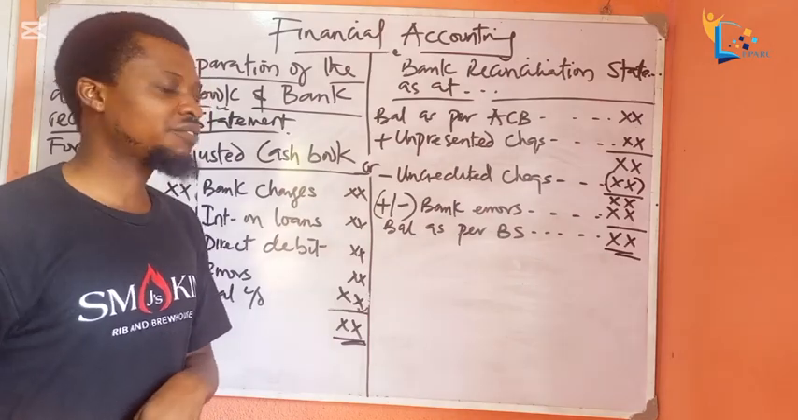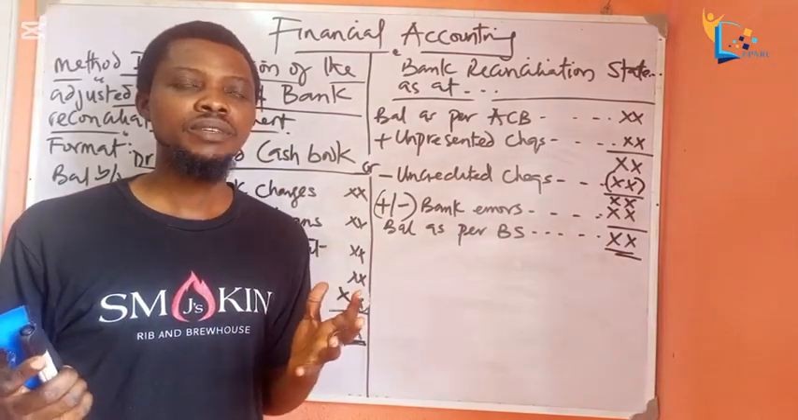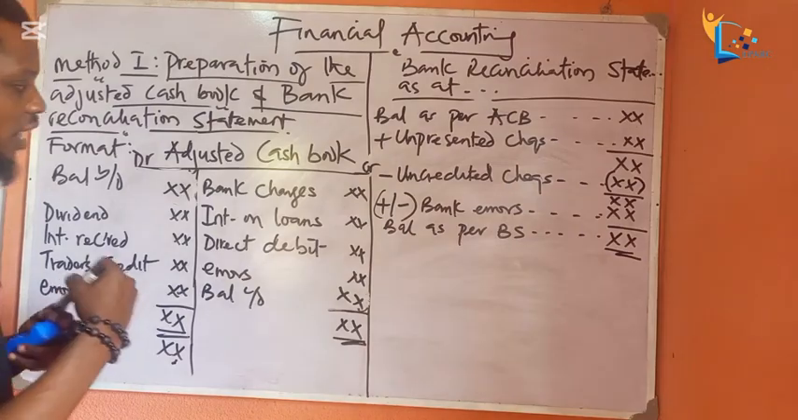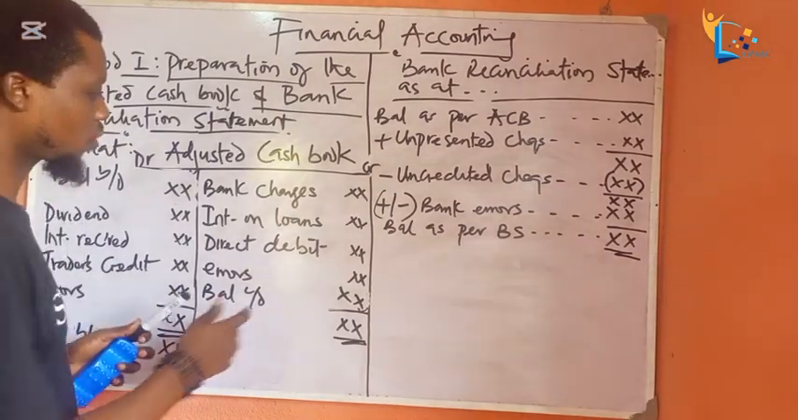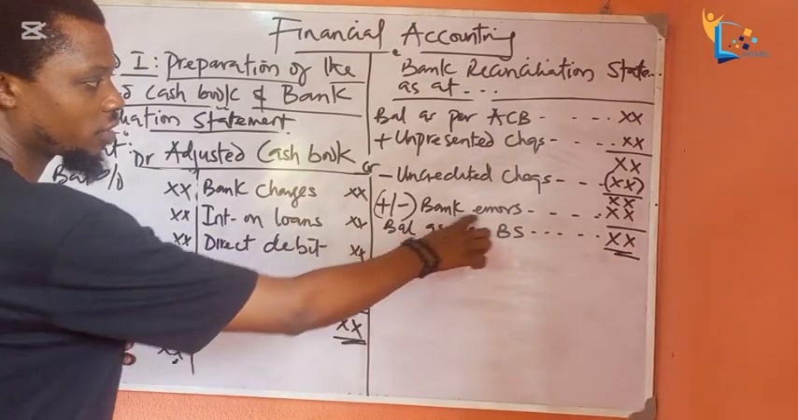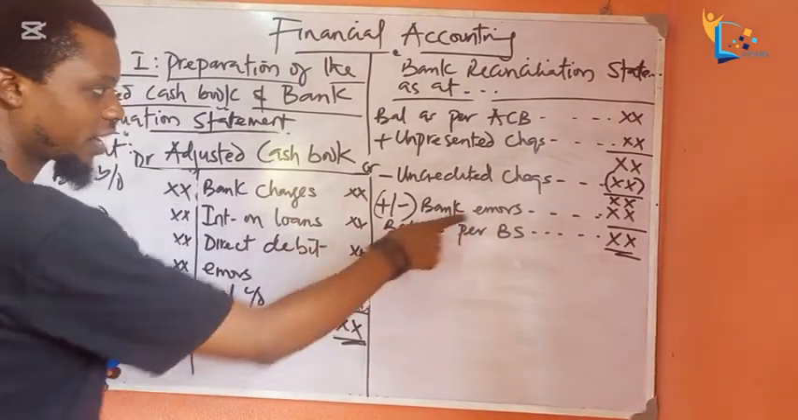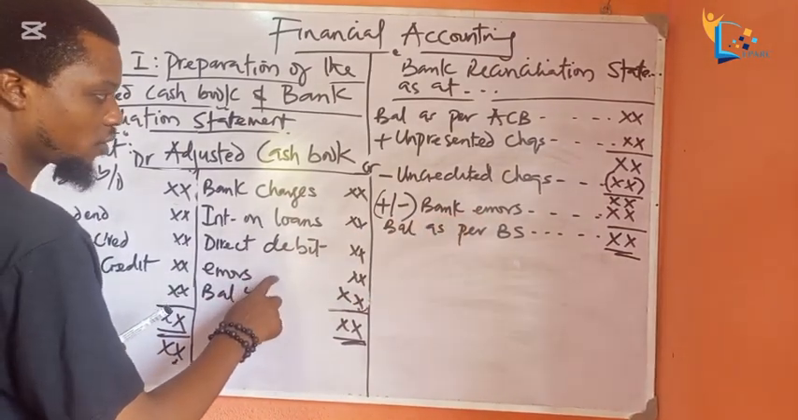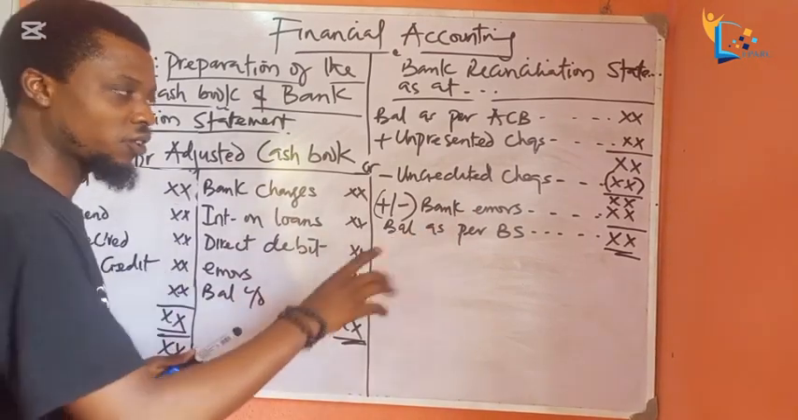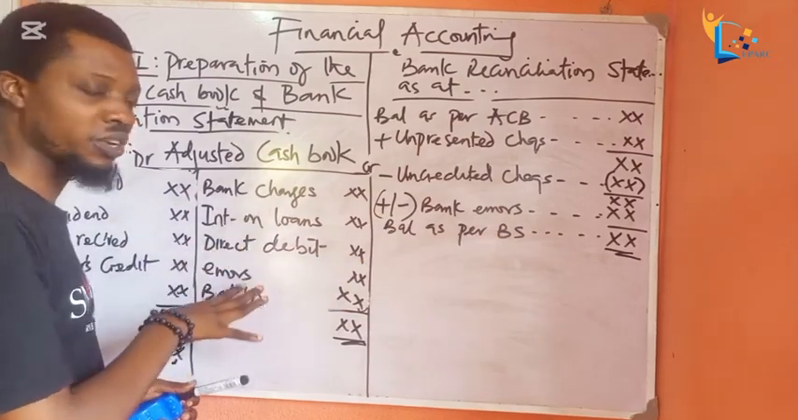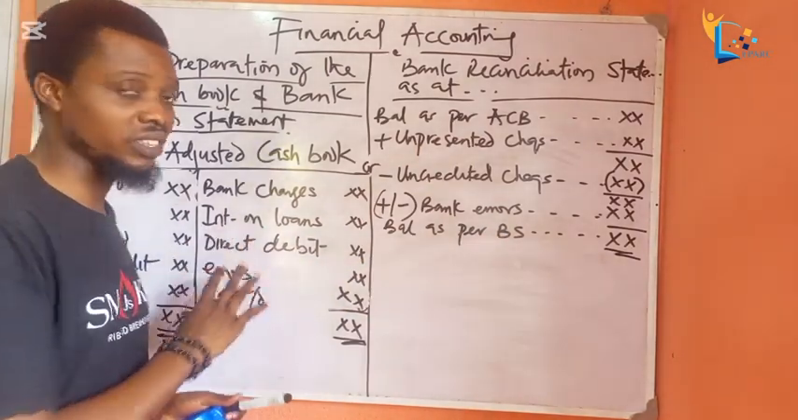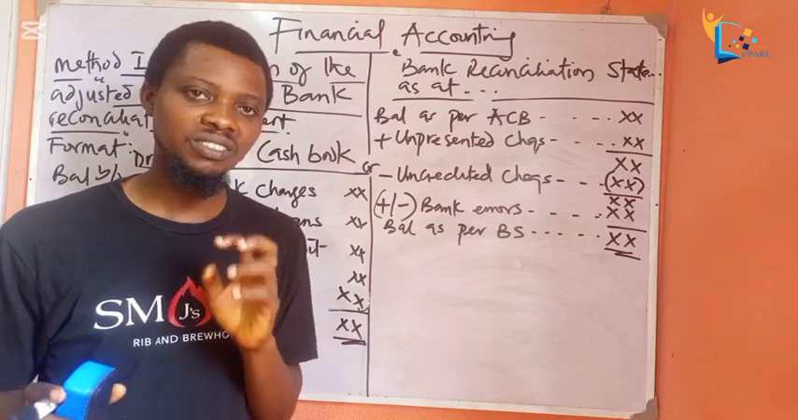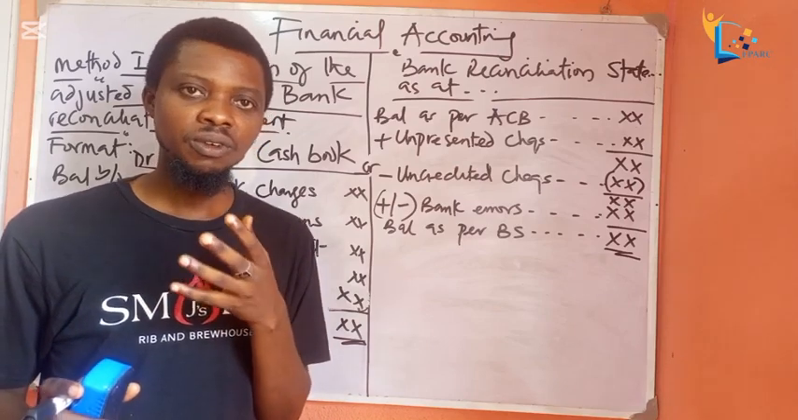Do you get it? Then finally, where you have errors, please take note. Errors that affect the cash book are corrected in the cash book, while bank errors are corrected in the bank statement. You don't correct bank errors in the cash book, no. You don't correct cash book errors in the bank statement, no. The bank errors are corrected in the bank statement, while the cash book errors are corrected in the adjusted cash book. Are we together? So these are the differences. These are the important notes. Please take note of these things I just mentioned.